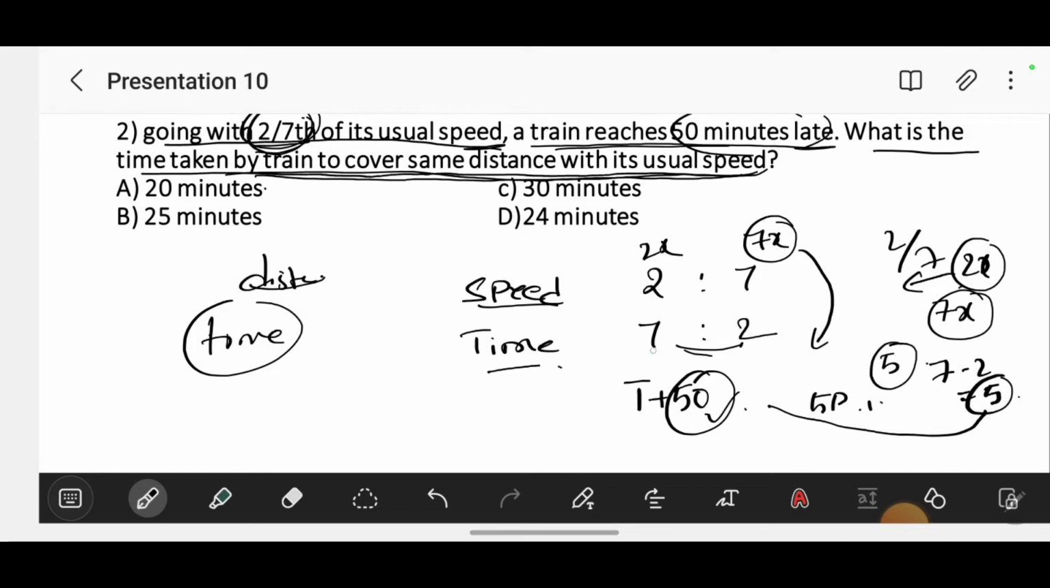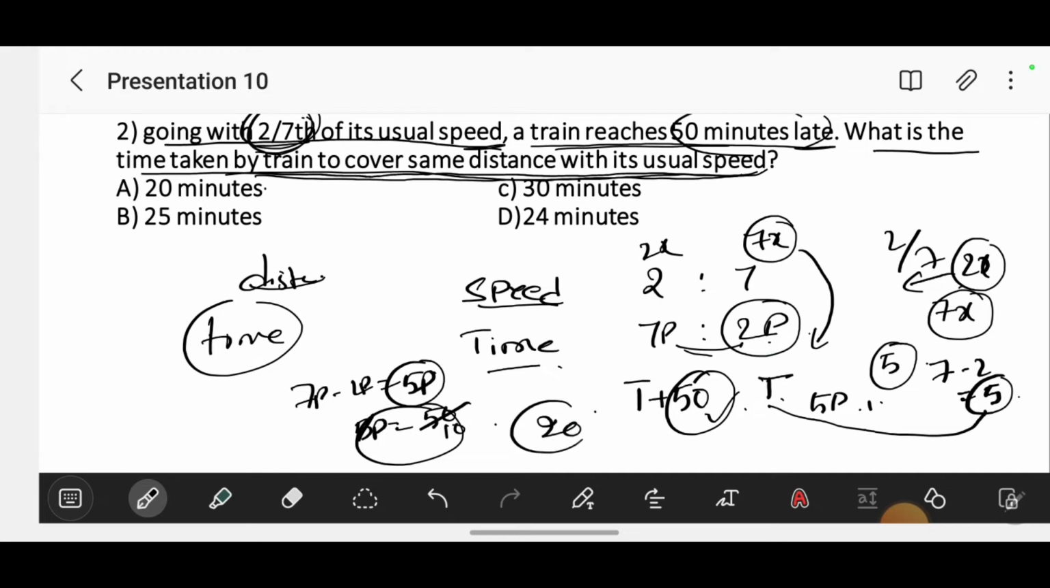Okay, you got this. 7 is to 2. 7 minus 2 is 5 parts, and that means 7p and 2p. Take it 7p and 2p. Then 7p minus 2p is 5p, and the difference is t plus 50 minus t, this is 50. That means one part is 10. So 2 parts become 20.